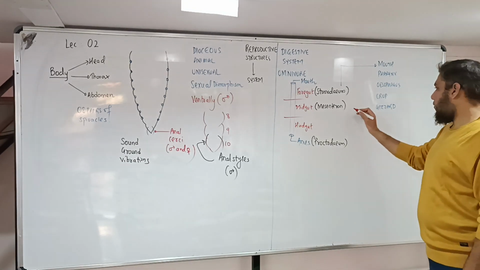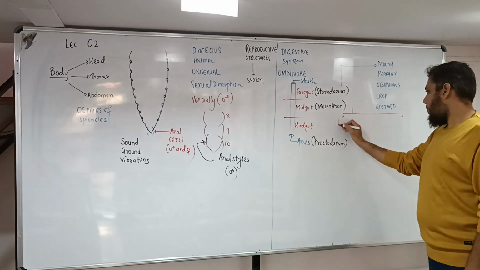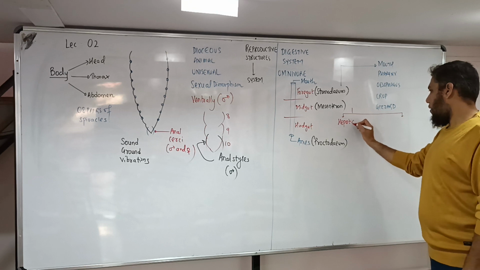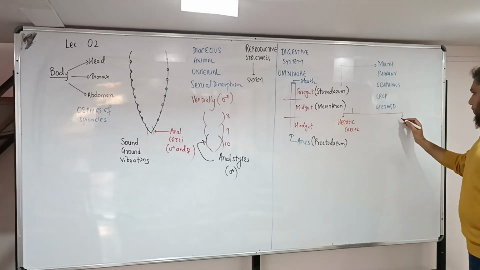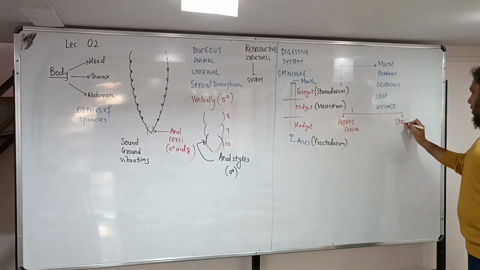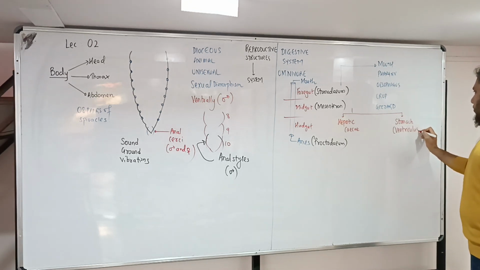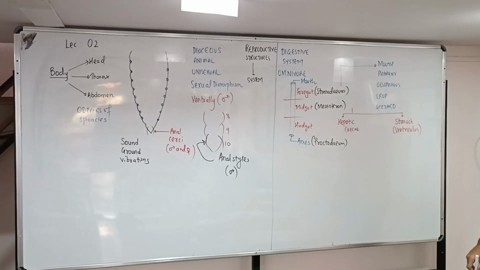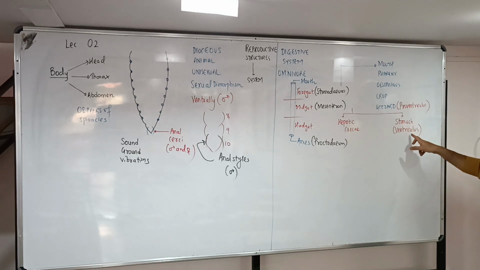The mesenteron shows the presence of hepatic caeca. And stomach. The stomach is also known as ventriculus. The stomach is also called ventriculus. And the gizzard is also known as proventriculus. Gizzard is called proventriculus. Stomach is called ventriculus.